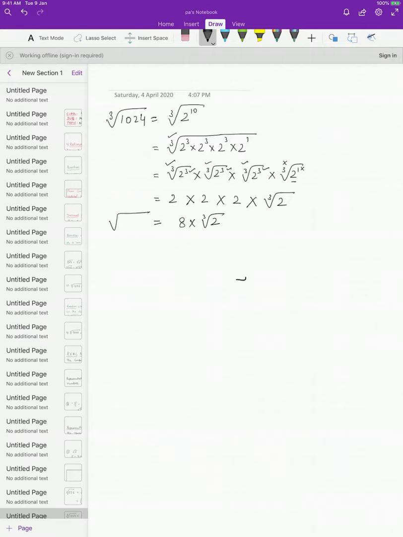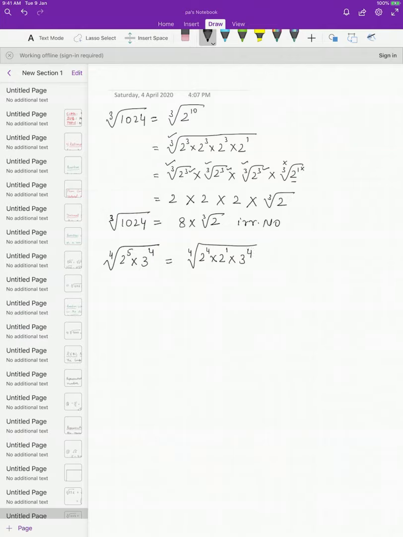That means the simplified form of cube root of 1024 is 8 into cube root of 2. This is an irrational number, as well as the simplified form of cube root of 1024. Similarly, let me take another example in simplified form. Suppose I have fourth root of 2 raised to the power 5 into 3 raised to the power 4. I can write this as fourth root of 2 raised to the power 4 into 2 raised to the power 1 into 3 raised to the power 4.